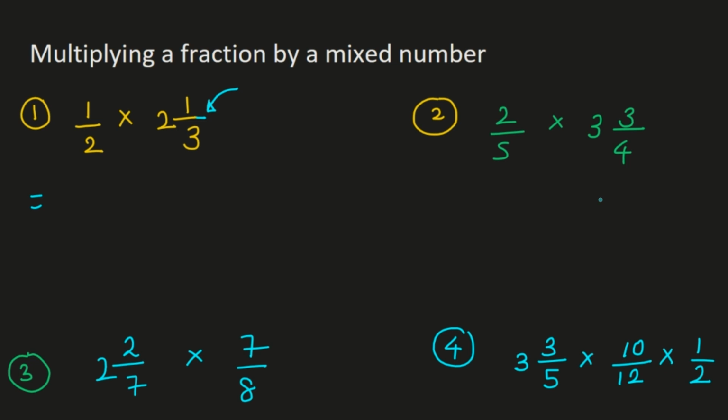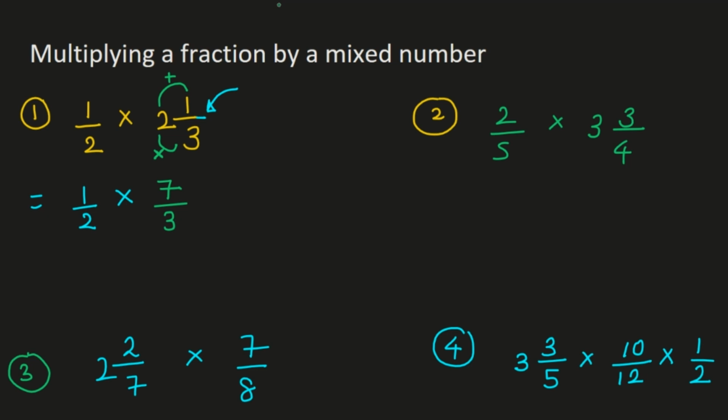You know how to do it now. How to convert this mixed number into an improper fraction? We have already discussed that in previous videos. You know that 2 into 3, it's 6. Then 6 plus 1, it's 7. So when you convert this 2 and 1 upon 3 into an improper fraction, the denominator will be 3 and the answer is 7 upon 3.